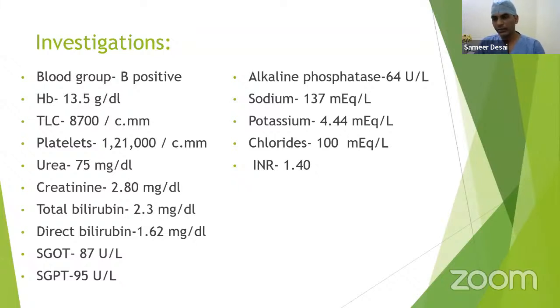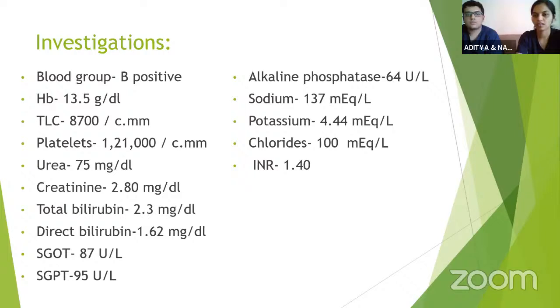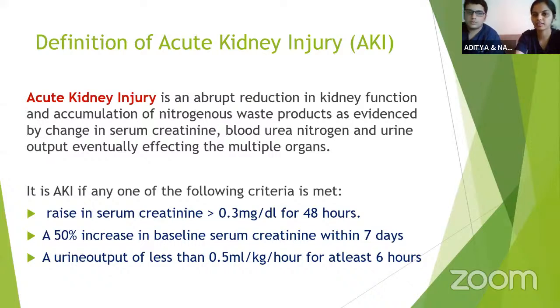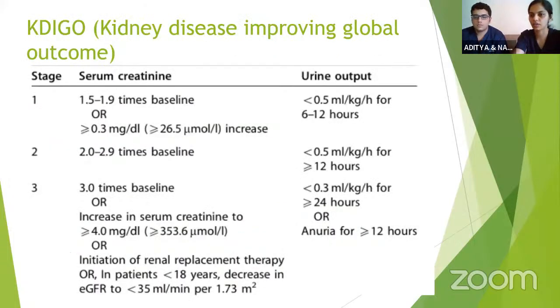This AKI, do you know what it is and how severity is graded? What is AKI first of all? AKI is an abrupt decrease in the function of the kidney, sir, which results in the accumulation of nitrogenous waste products which are supposed to get excreted. So it is reflected by an increase in serum creatinine and urea, and also a decrease in urine output.